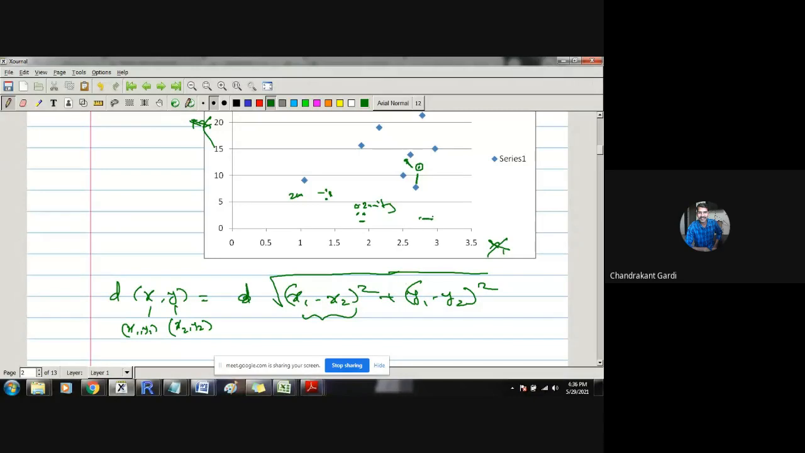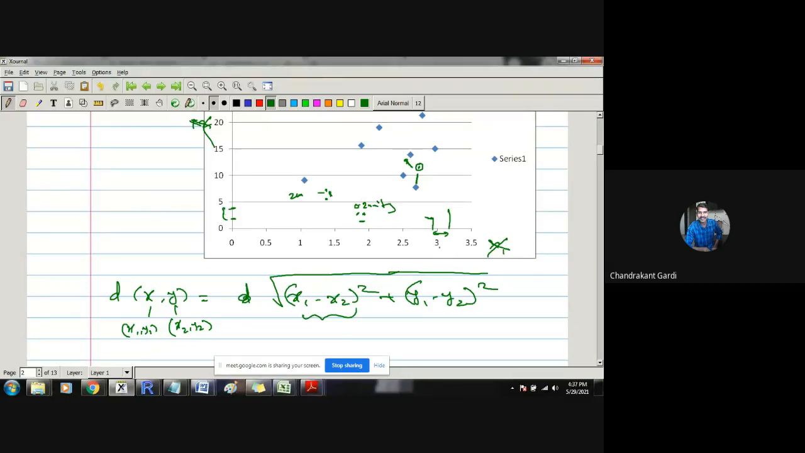Similarly for these two points, suppose these two points are like this. What is the x coordinate of this point? So we are calculating this distance and we are squaring it. Then this particular point has its y coordinate somewhere here, and this one has its y coordinate somewhere here, so we are calculating this particular distance.